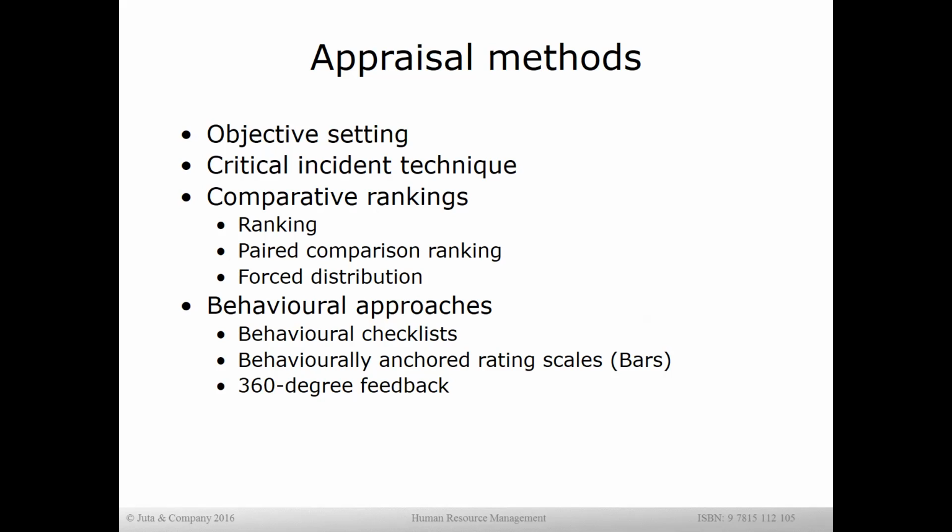So we can use the example of a waiter in a restaurant, and we're going to use a range of appraisal methods to see whether this person is doing their job well or not. And how do we do that? Well, these are the different types of methods that we use. The first of these methods is known as the objective setting approach.